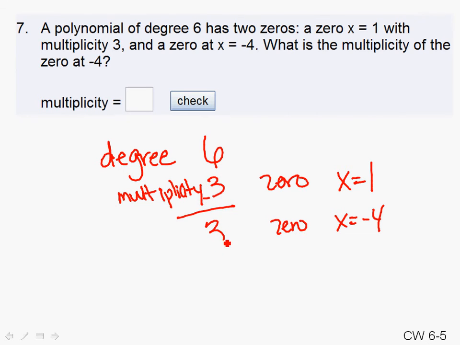Okay, if we subtract, we see that 3 multiplicity and 3 gives us 6 for our total degree. So now we're going to subtract the total degree minus the multiplicity of the other 0 to get the multiplicity of the second 0, which is 3.